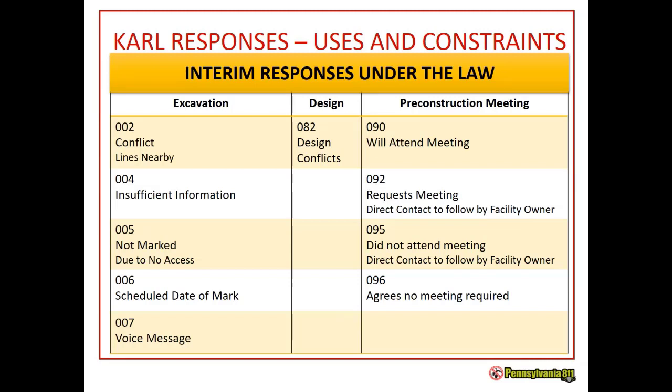Also, we can have a 095, did not attend a meeting. The facility owner was unable to attend the meeting. The facility owner should attempt to set up a one-on-one meeting with this excavator to discuss the job site so you can locate on time and they can keep your job continuing and flowing on schedule. Again, you will update with a final response of 001, 003, or 099.